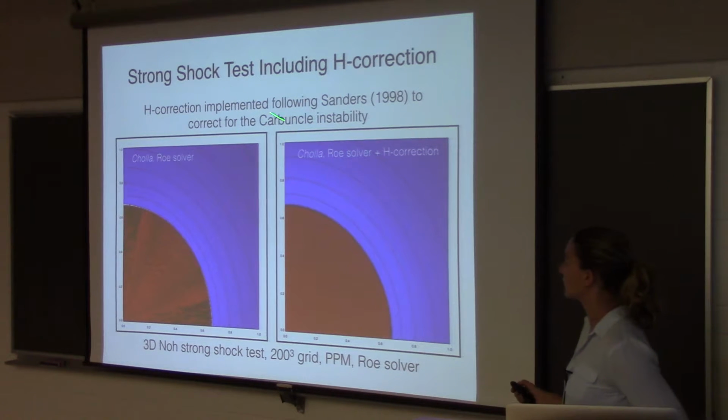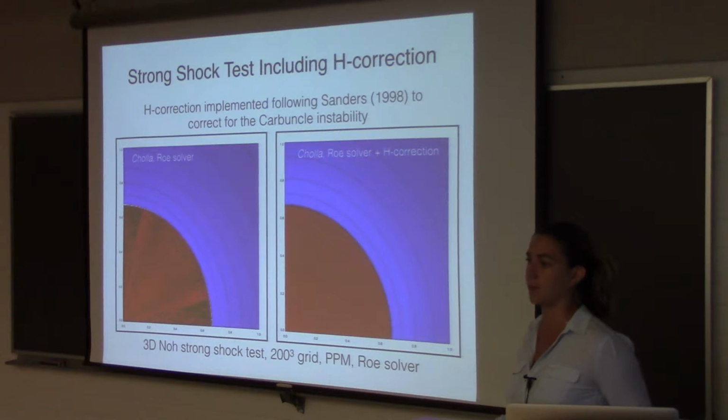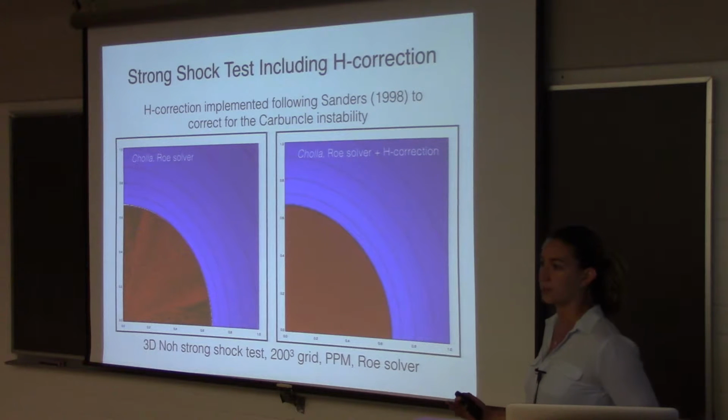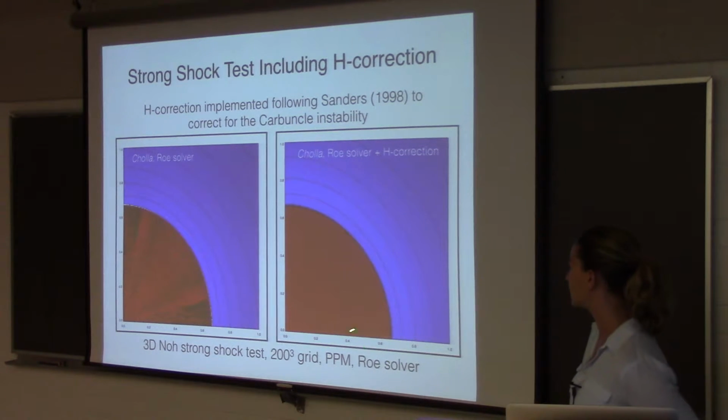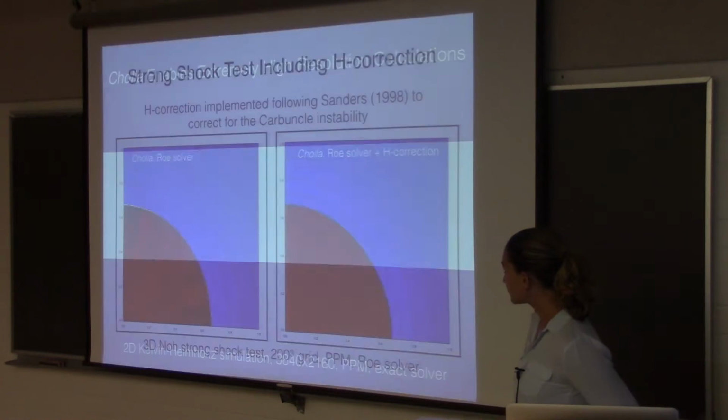In Cholla, we've corrected this using a method that incorporates information into the Riemann solver, which is fundamentally 1D. It incorporates information about wave speeds from transverse directions, and that corrects for this instability.